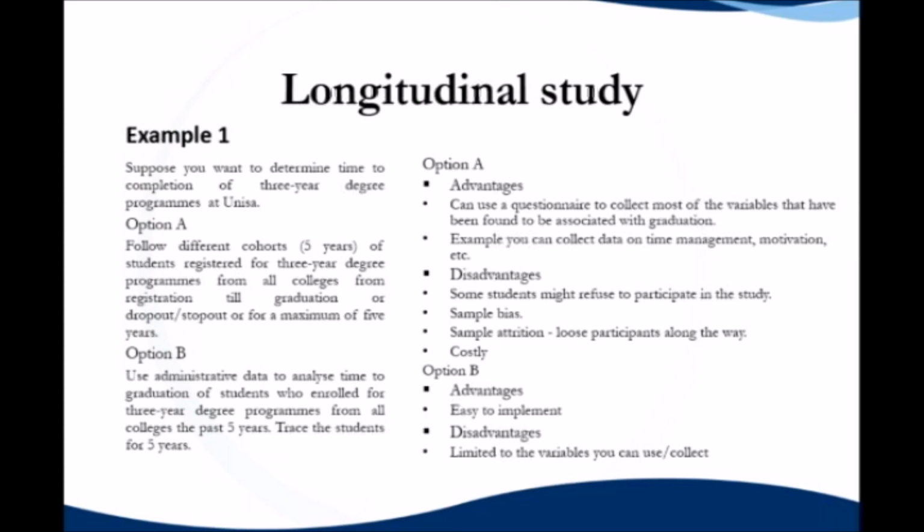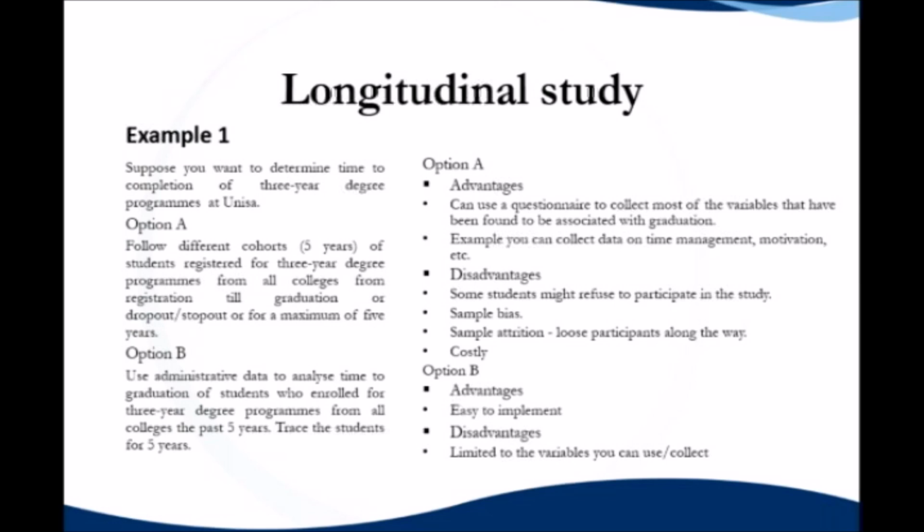And it can also be costly because every year you have to be printing questionnaires and sending them, maybe because online you are not getting good responses, so you are opting for paper. It can be costly in that way. If we look at option B, the advantage is it's easy to implement. The data is already there. You don't have to recruit people. The disadvantage is that you have limitations with regards to the variables you can include in your study. You can only include the variables that are already there in the database.